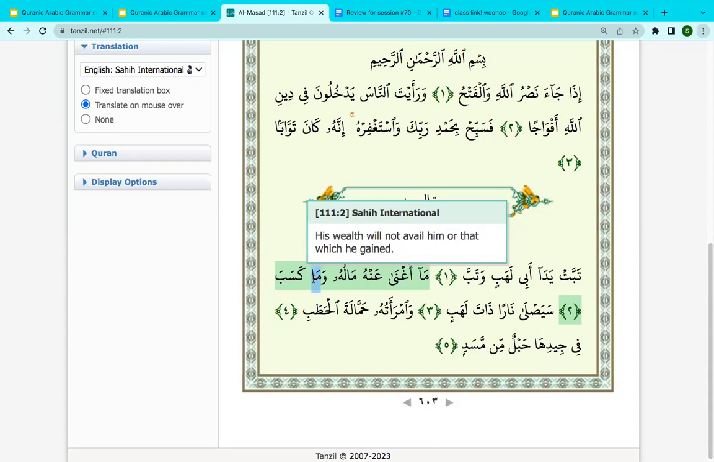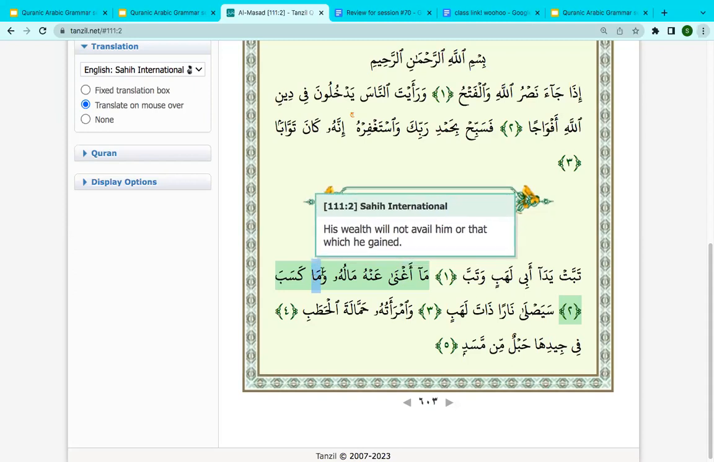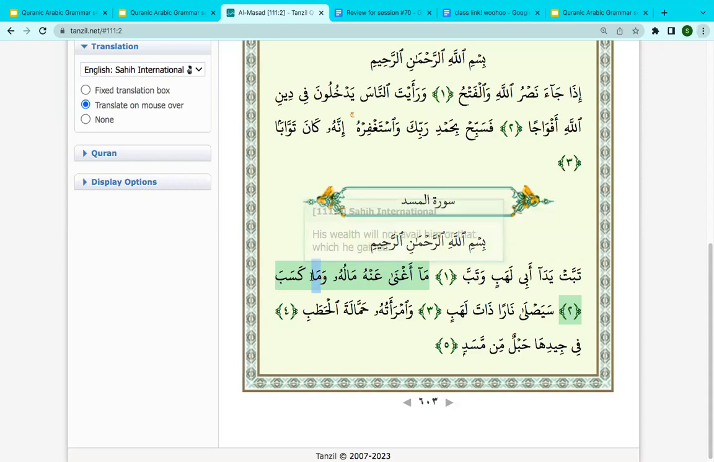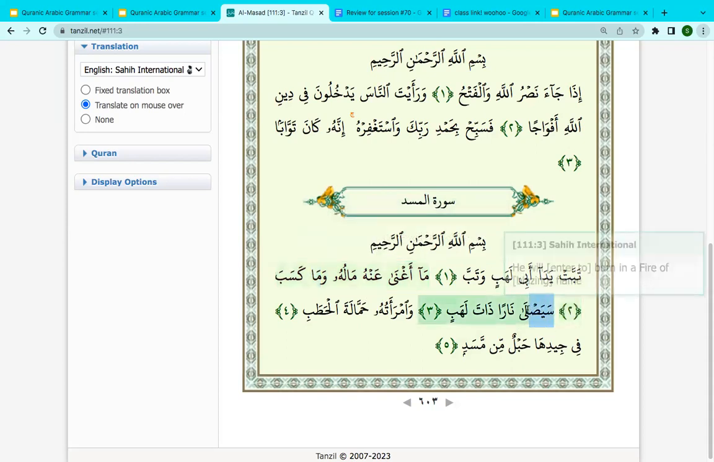And what was Abu Lahab? Was he not respected among Quraysh? What do you think? He was, right? But will that avail him? Did you notice how past tense was used, how ma was used, and then how this ma mausula came? And then it tells you that whatever he earned is not going to be of any avail to him. Then he shall soon enter the fire.